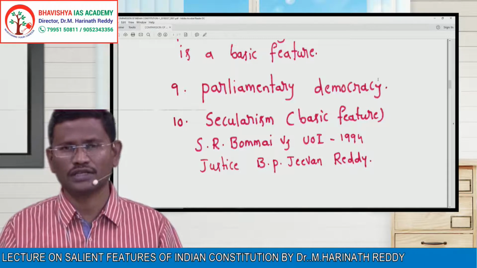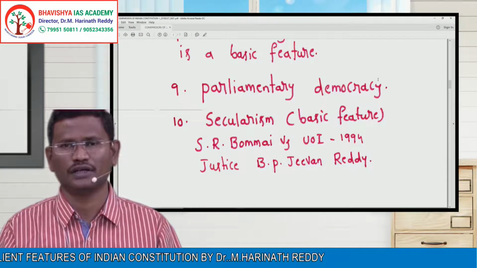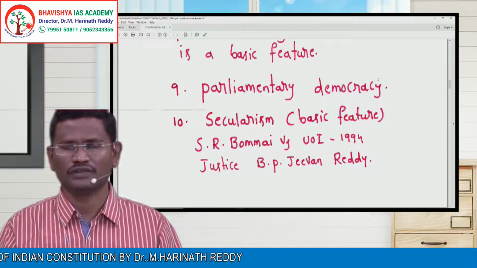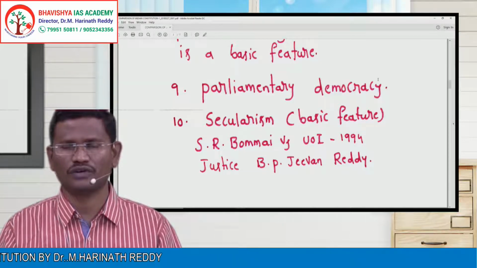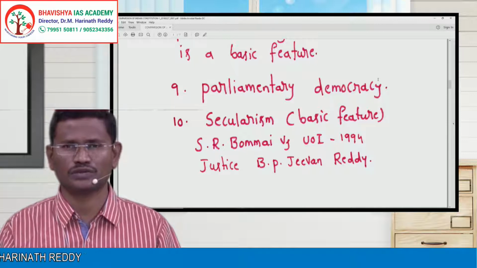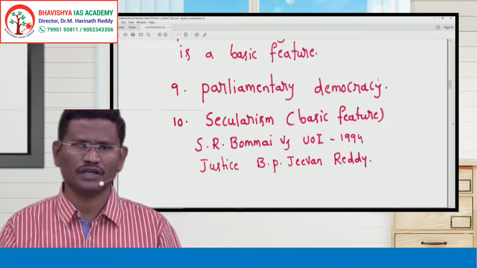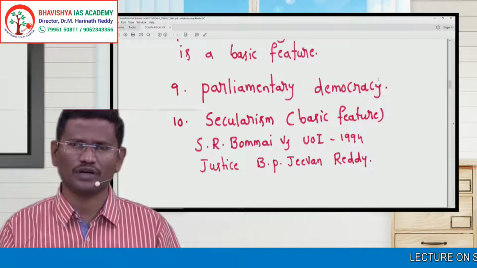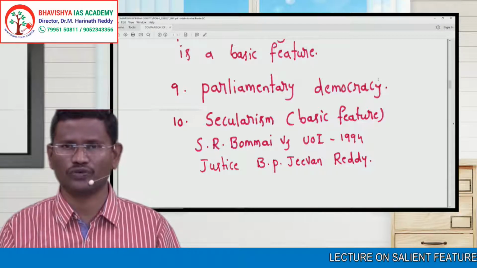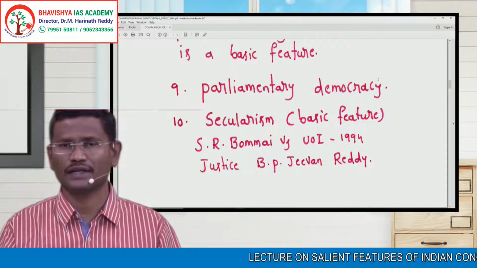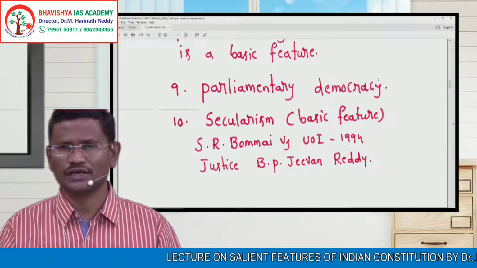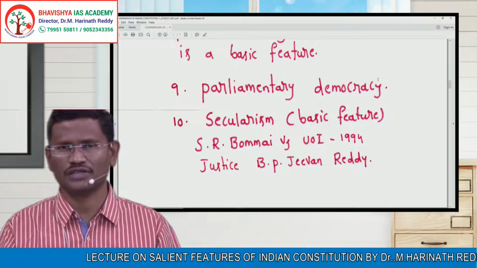All the religions are treated equally by the Indian state. Liberty of thought, expression, belief, faith and worship is guaranteed by the Indian Constitution. So every citizen has the fundamental right to freedom of conscience, freedom to profess, freedom to practice religion. So the state does not interfere in the matters of the religion.